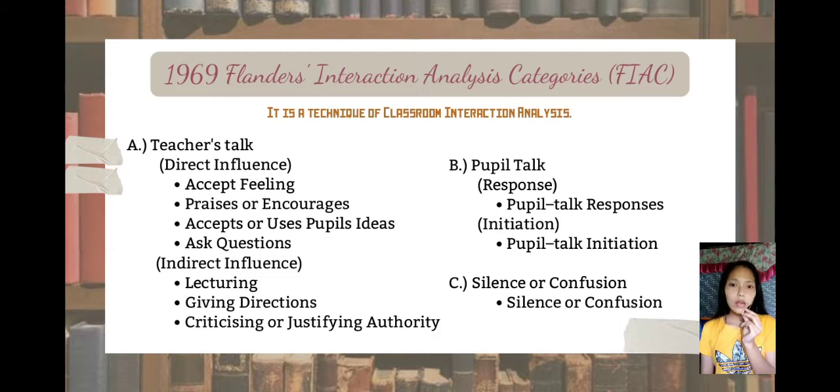Moving on to the next possible condition of communication, which is the pupil talk, which has pupil talk response and pupil talk initiation. This is where the pupils' interaction is being observed. Lastly is the silence or confusion, which has the categories of silence and confusion of the students and teacher when they are interacting or communicating with each other.